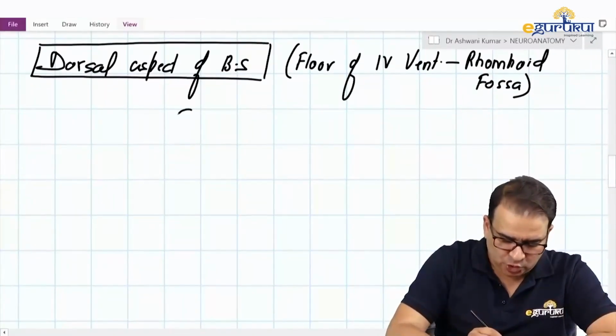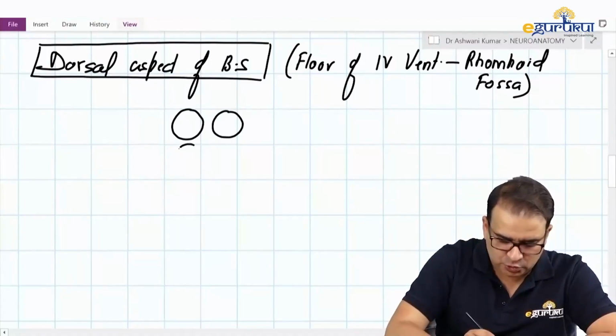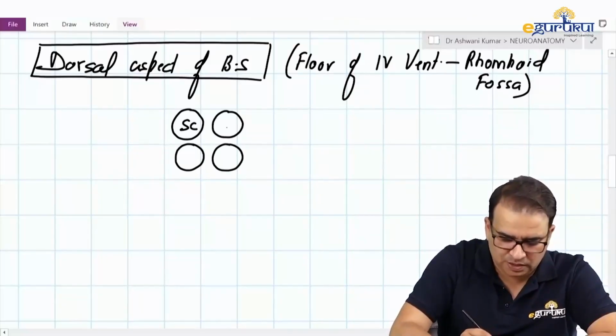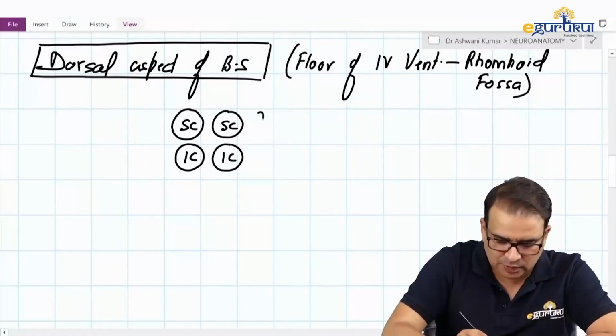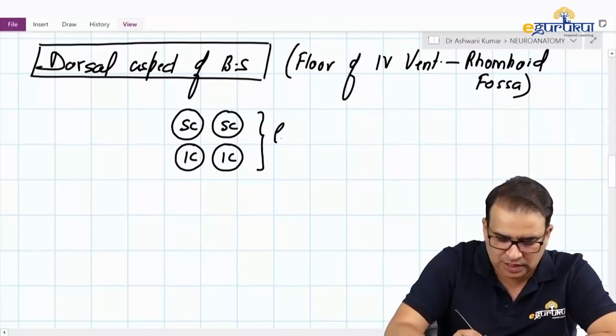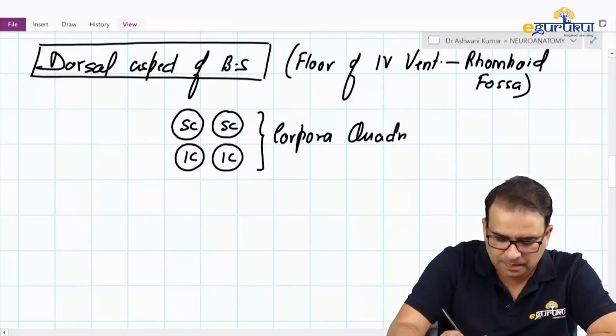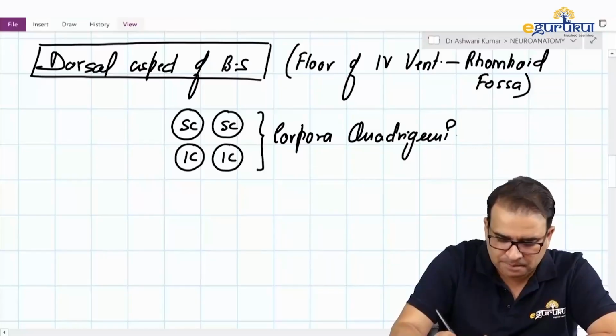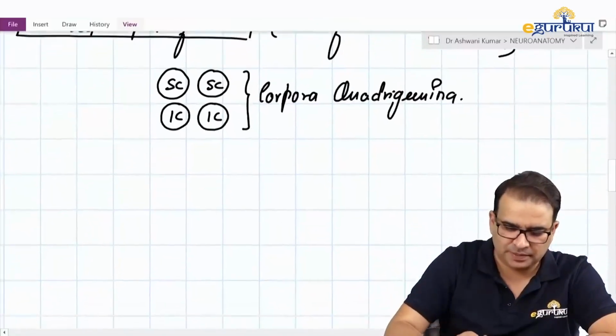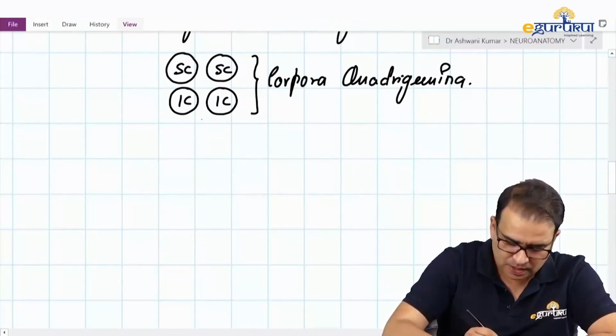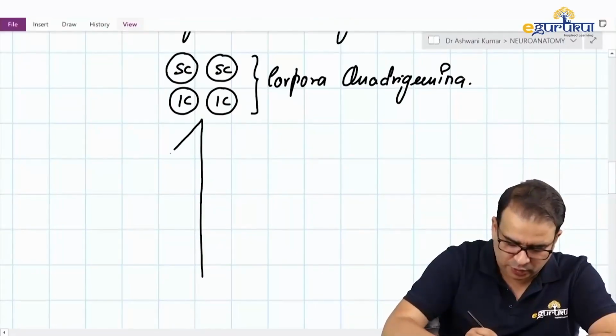So here we go. These are the two superior colliculi and the two inferior colliculi. Starting from the midbrain part, we have the superior colliculus and inferior colliculus. And as we already mentioned, these four colliculi together are called the corpora quadrigemina. This here is the floor.